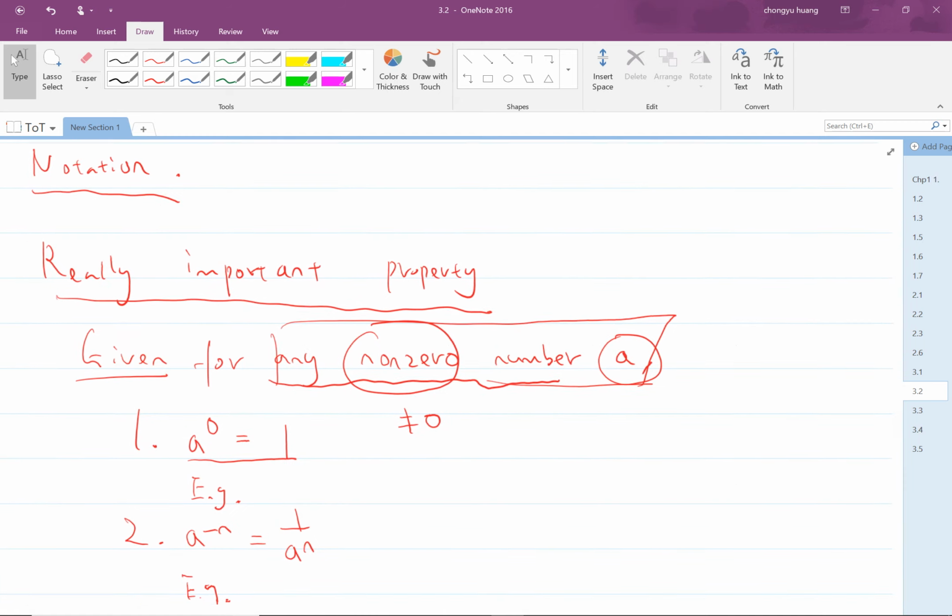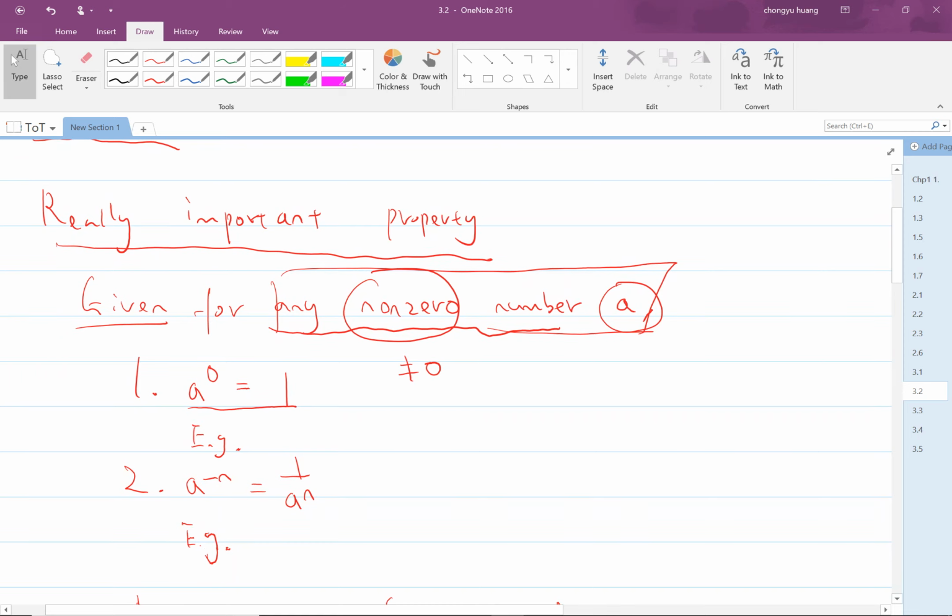Let me give you some examples. 1 to the power 0 is equal to 1. 10 to the power 0 is equal to 1. 115 to the power 0 is equal to 1. That's what the property says: a to the power 0 is equal to 1. Whenever the power is 0, the answer is going to be 1. That's the first property, and you need to know it.